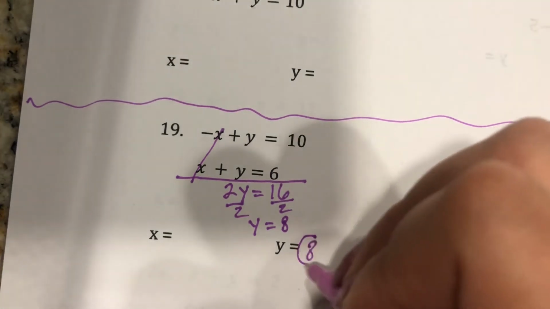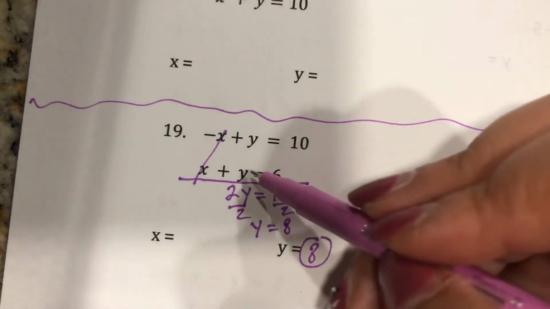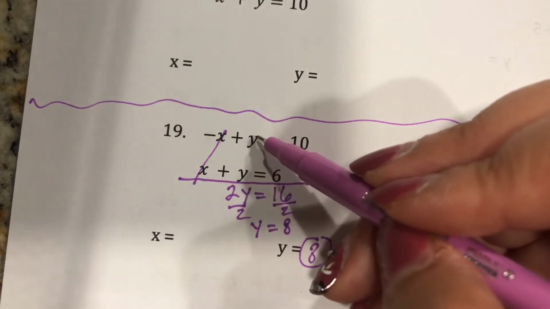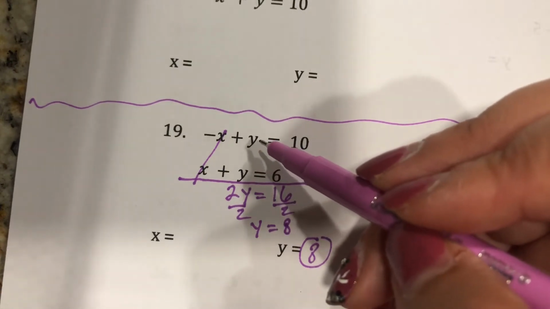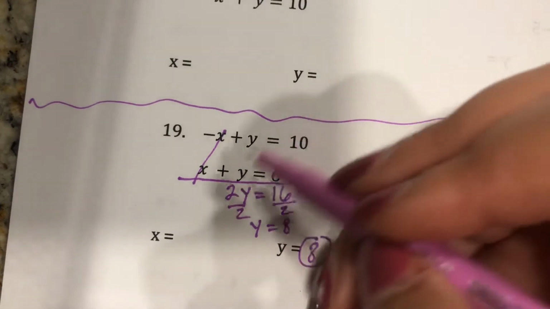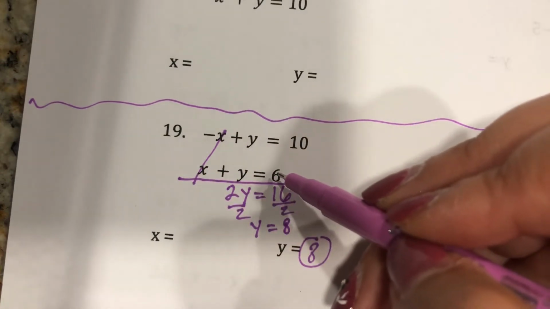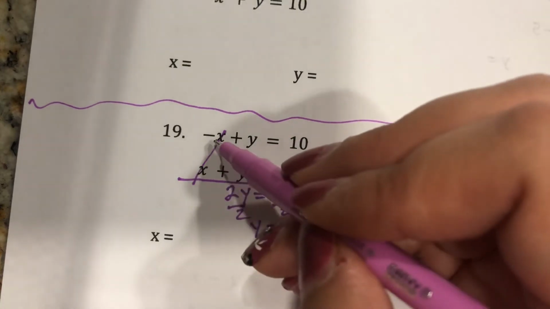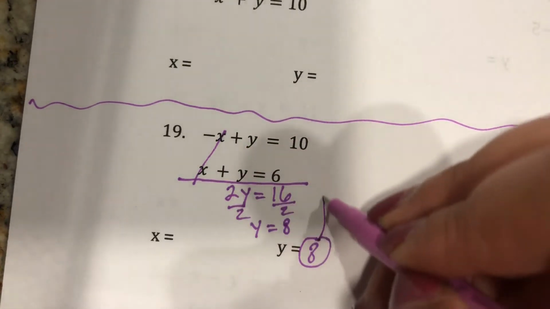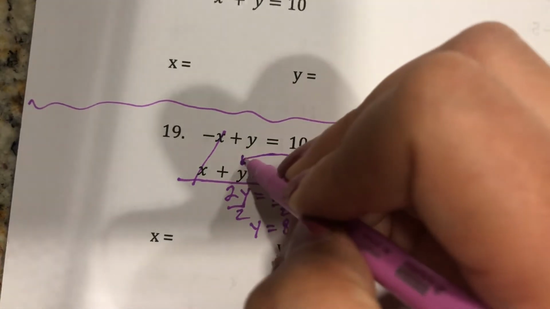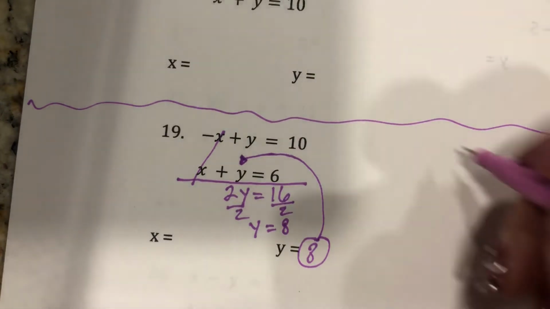So I'm going to take this 8 and we can substitute it in either to the top or to the bottom. Since the bottom has all positive numbers, I'm probably going to pick that. The top one does have a negative for my x, so I don't really want to deal with negatives. It's way too early for that. So I'm going to plug that in.